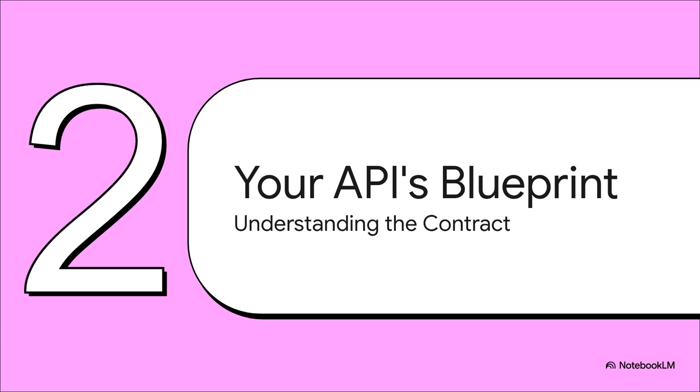Well, think of it like a blueprint for a house, right? Before anyone even thinks about pouring concrete, there's a detailed blueprint that the builder, the plumber, the electrician, everyone agrees on. For our APIs, that blueprint is the JSON schema.